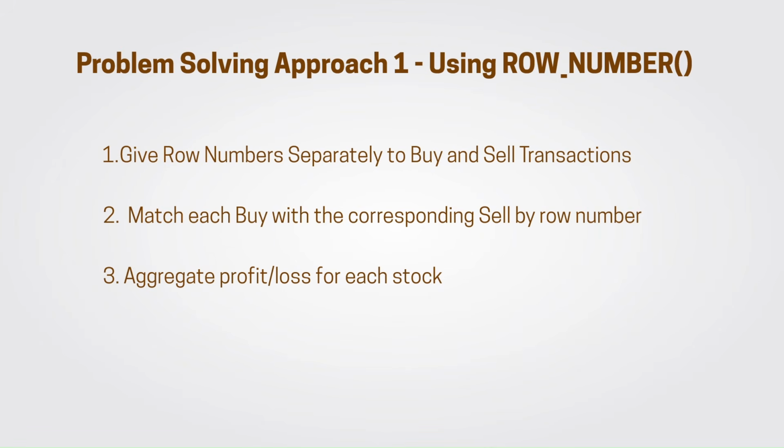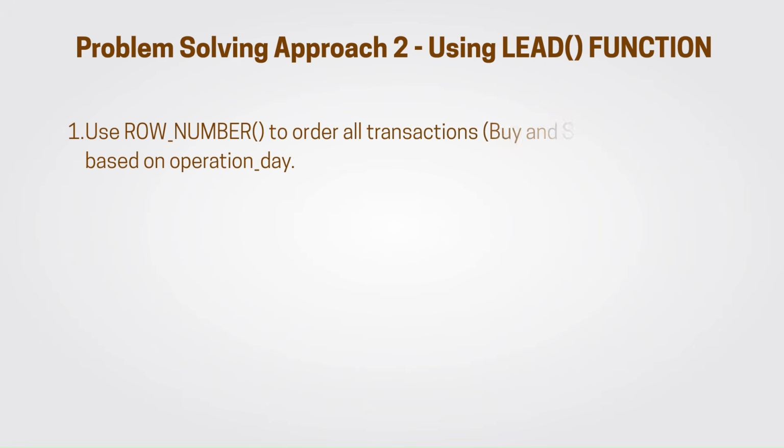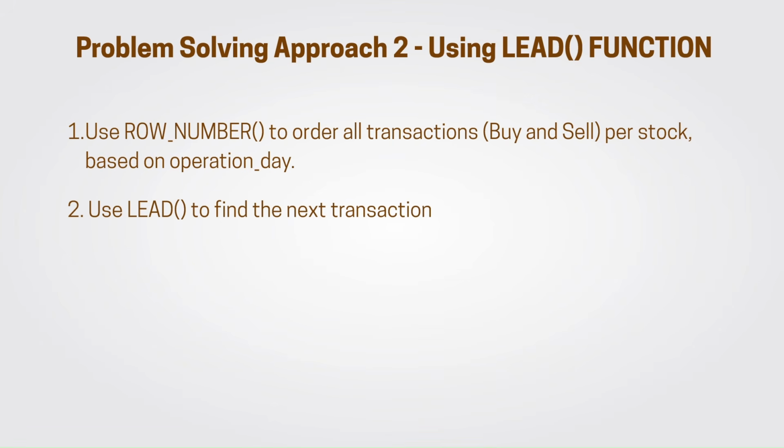Now let's discuss approach number 2 using the lead function. Again, step 1 would be to use row number to order all transactions, that is buy and sell per stock, based on operation day, just like we did in approach 1. Next, in step 2, you will make use of the lead window function to find the next transaction. For each row, you will apply the lead window function partitioned by stock and ordered by row number. This will give you the price of the next transaction for that particular stock. So if the current row is a buy, then the next row would be a sell.